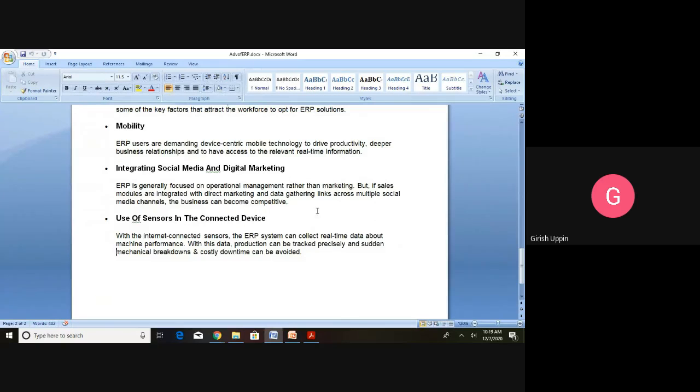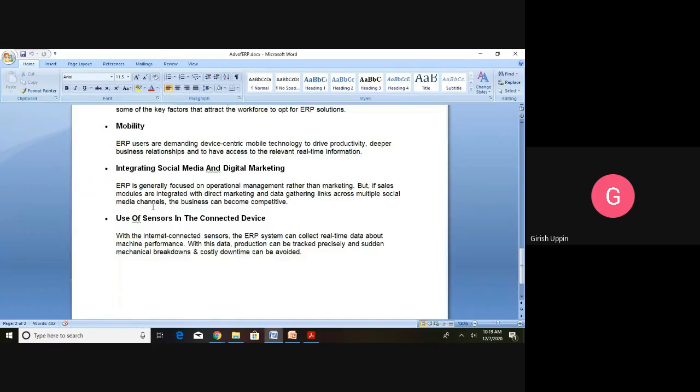Integrating social media and digital marketing. ERP is generally focused on operational management rather than the marketing. So ERP is mostly focused on the operational management, how to run the organization. There are different functionalities of the organization, how to make it operational, how to run it. It is not fully focused on the marketing.